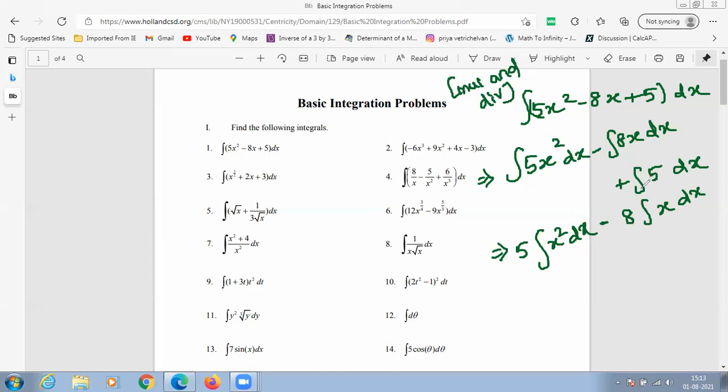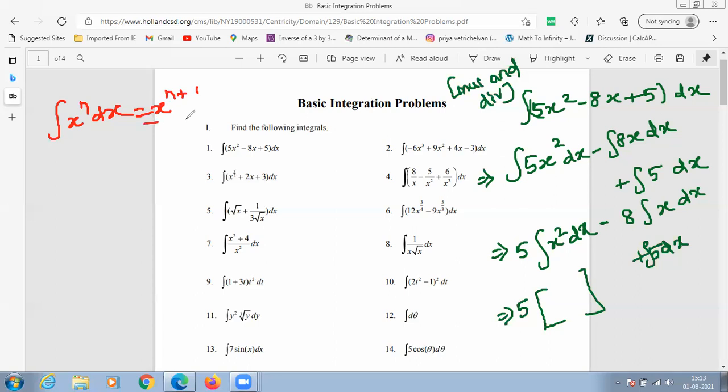So here you do have only constant 5 dx. I'll tell you how to do it later. So this one, you just keep the 5 as it is. Integration of x square dx, we do have a formula. I'm writing the formula here. Integral x power n dx is equal to x power n plus 1 upon n plus 1 plus c. C is nothing but the integral constant. So x power n plus 1 upon n plus 1. Here the n is nothing but the power and x is the base.